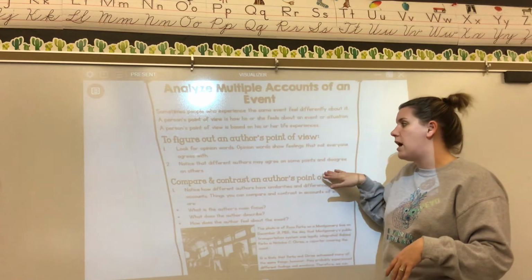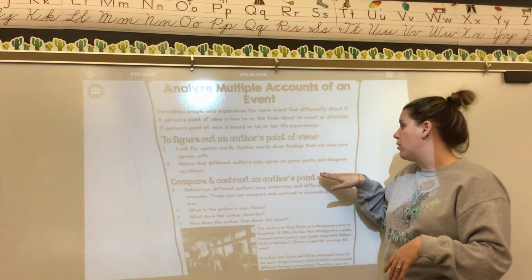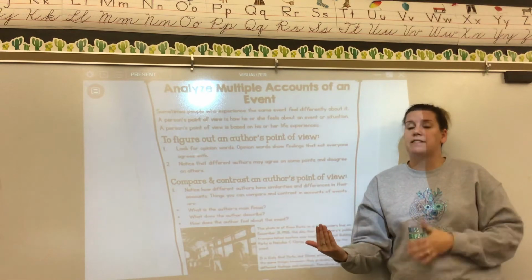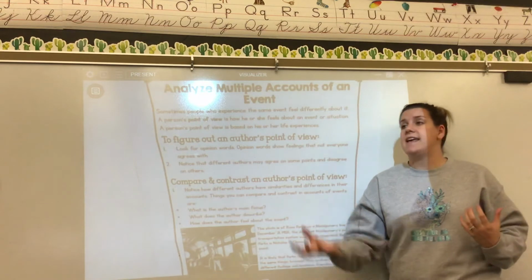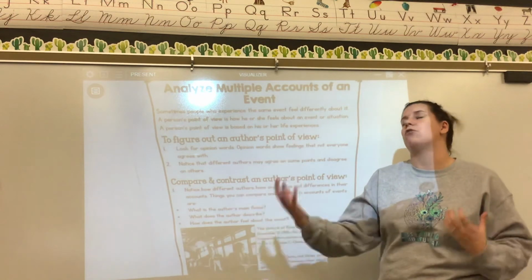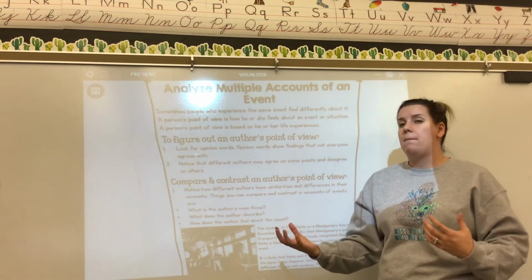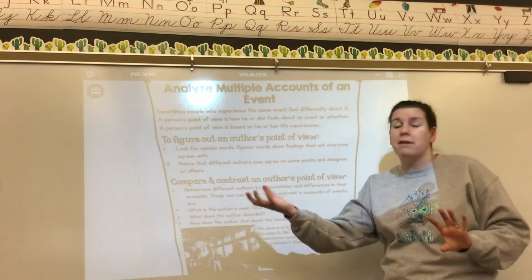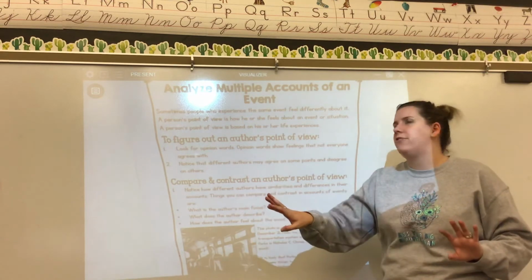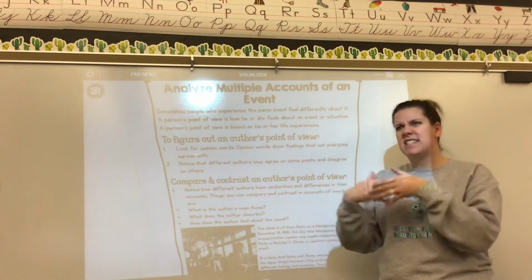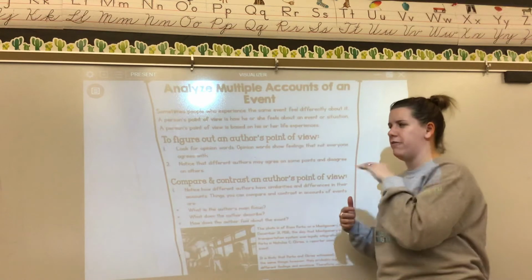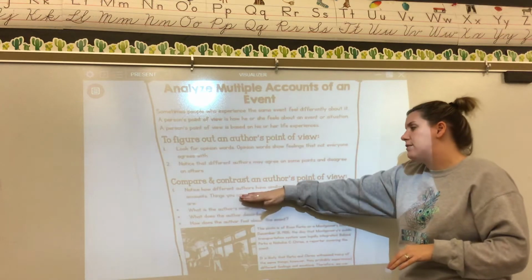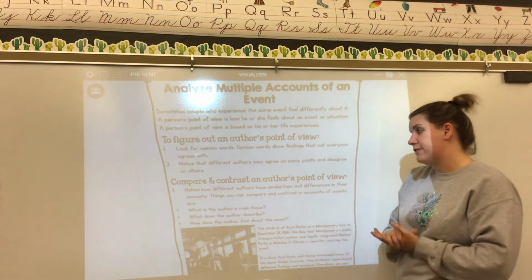And you're going to notice that different authors may agree on some points but disagree on others. So again, going back to the birthday party, maybe the person there really loved the cake, and the birthday boy also really loved the cake. But maybe the guest didn't really like the games that were there, but the person whose birthday it was, the birthday boy, loved the games. They were at the same place, they had similar likes, but they didn't have all of the same likes. So this is where you're going to compare and contrast. Notice how different authors have different similarities and differences in their accounts.